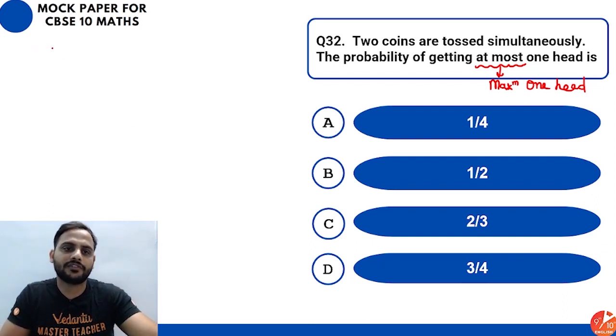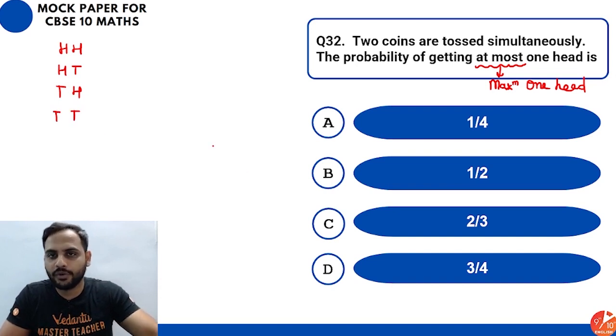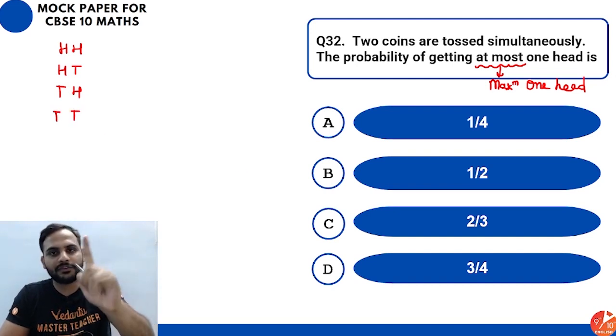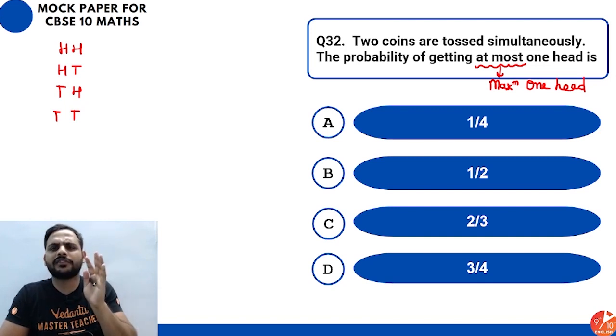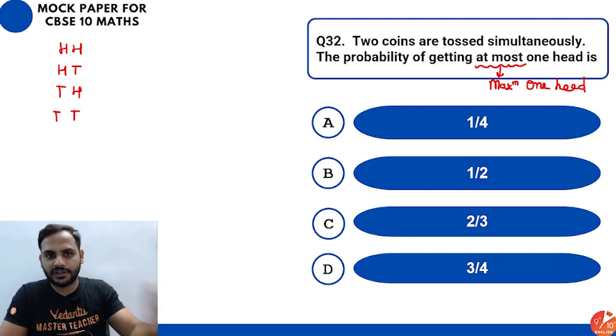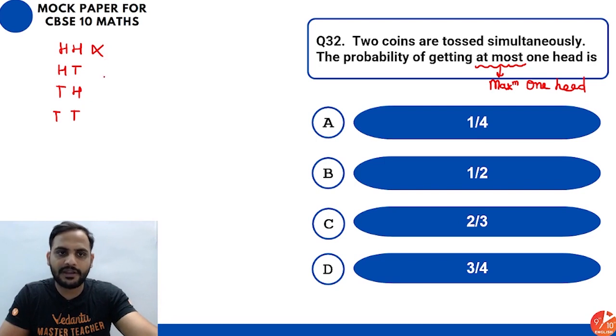So when I toss two coins, the possibilities are head, head, head, tail, tail, head, tail, tail. So you can see at most one head means maximum one head is allowed, less than one head is also allowed, but more than one head is not allowed. So head, head will not be allowed. Not favorable, because there are two heads, we want maximum one head.